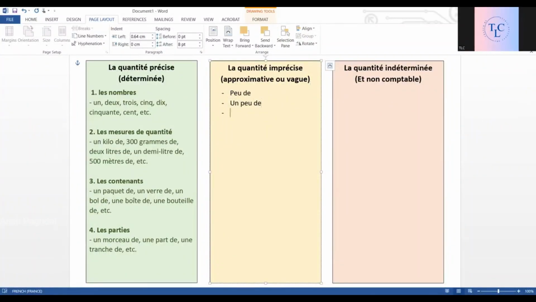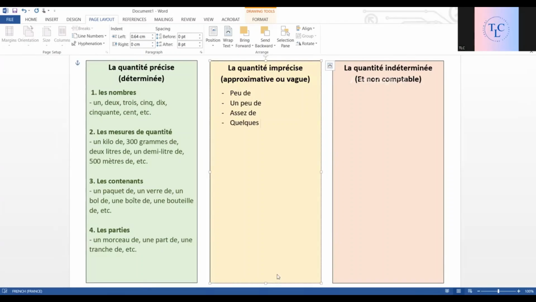Okay, then we have, yes, after peu de and un peu de, we have assez de. Okay, that is sufficient or enough. Yes, assez de. I have enough milk to prepare the cake. So assez de. Then more than that, we can say quelque.